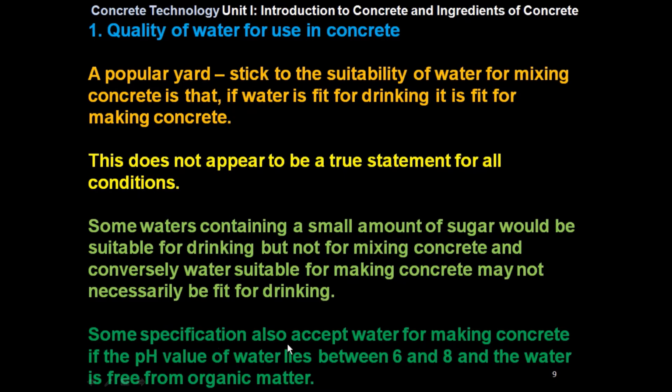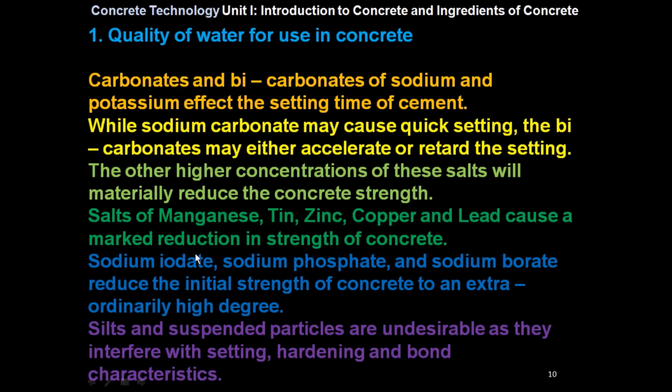Some specifications also accept water for making concrete if the pH value of water lies between 6 and 8 and the water is free from organic matter. Carbonates and bicarbonates of sodium and potassium affect the setting time of the cement, while sodium carbonate may cause quick setting and the bicarbonate may either accelerate or retard the setting. The higher concentrations of these salts will materially reduce the concrete strength.